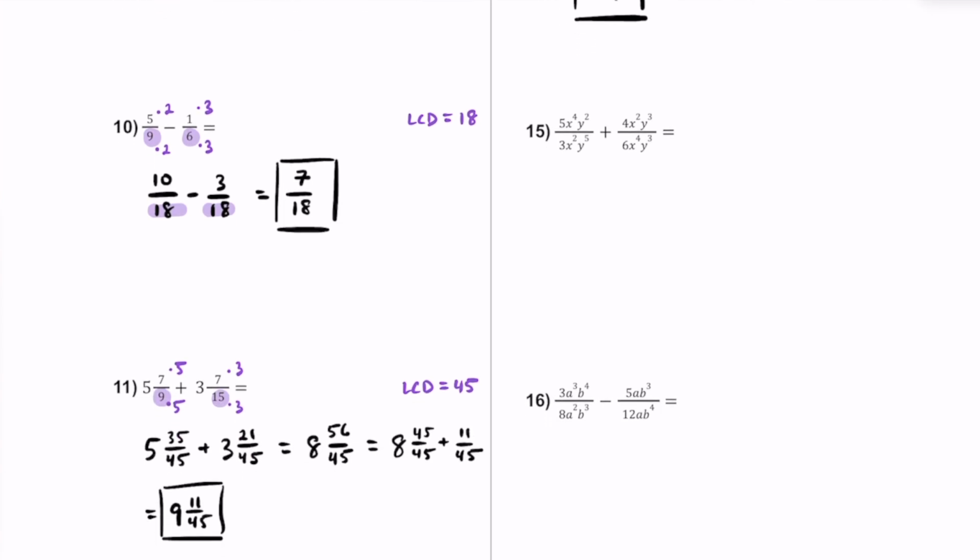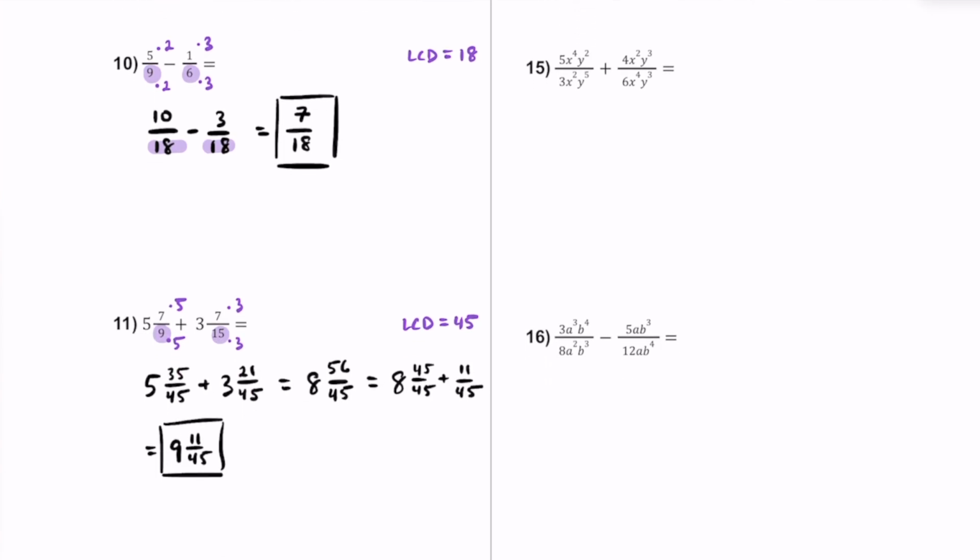All right, let's check out number 15 and 16. We're going to deal with some monomials and some rational expressions. First, let's go ahead and just simplify each of these fractions or rational expressions on their own. For the first fraction, I'm going to divide top and bottom by x squared y squared because that's the greatest common factor. Again, if you need to pause to think about that, feel free to do so.